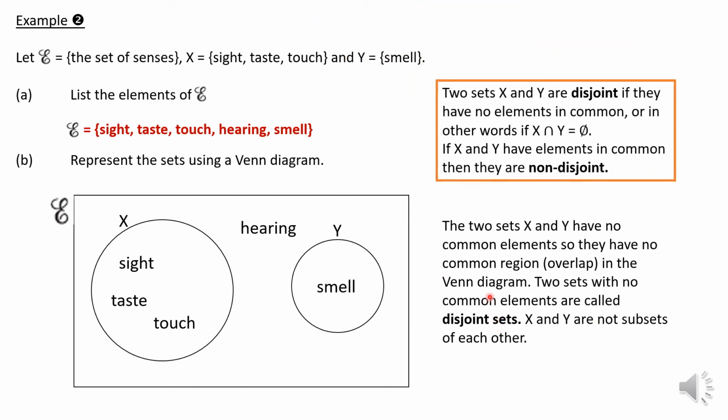Something very important that you need to know about disjoint sets: when there are no elements in common, there's no overlap, and also obviously what you can see, if there's no intersection, then the intersection is the null set or the empty set. And if you have X and Y, if they have elements in common, like what we previously have seen, then we call them non-disjoint sets.